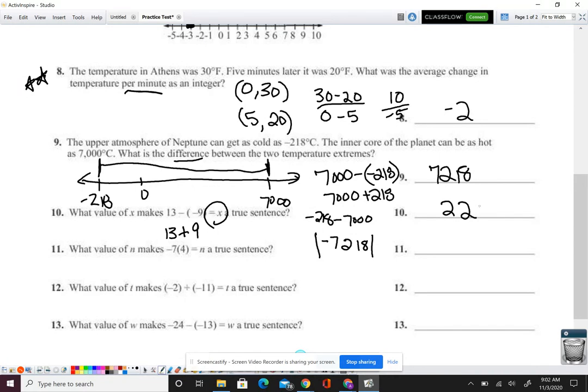What value of n makes -7 times 4 equal to n a true statement? When you see two numbers together, there isn't a multiplication sign, but it's implied when you have those two numbers right next to each other. We're multiplying a negative and a positive, so our answer is going to be negative. 7 times 4 is 28.